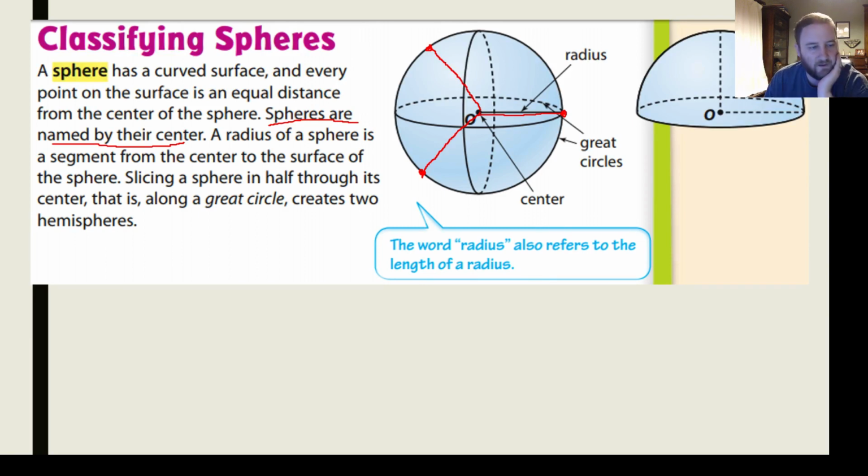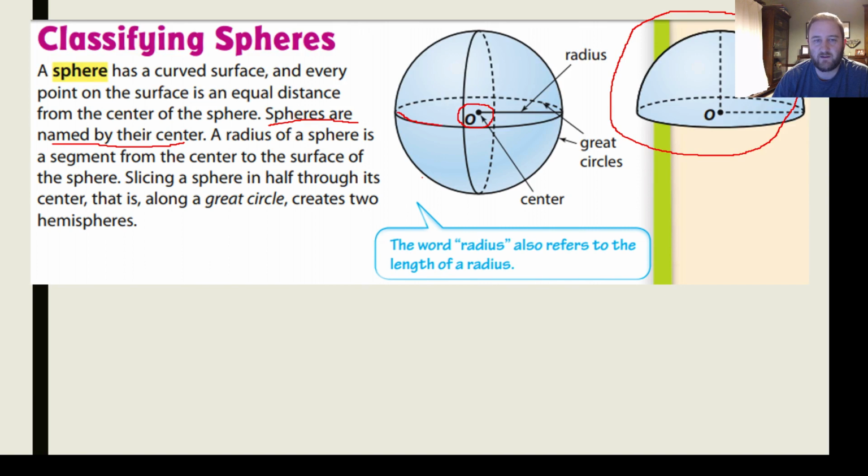So here, let me erase these markings here. This sphere right here has an O at its center. So we call this sphere O. Okay. A radius of a sphere is a segment from the center to the surface of the sphere, something we just kind of talked about, and then slicing a sphere in half through its center, that is along its great circle, creates two hemispheres. So this right here is called a hemisphere. It's also named by the center point, so this we would call hemisphere O.